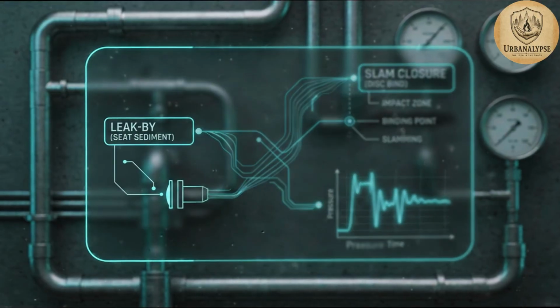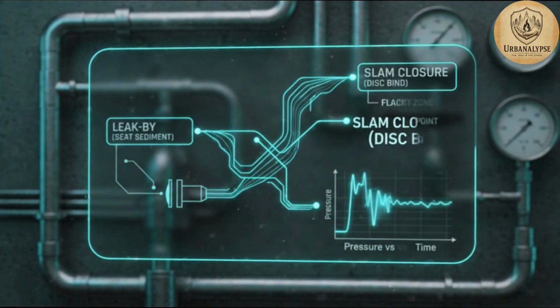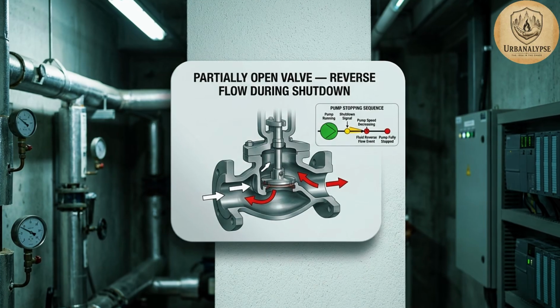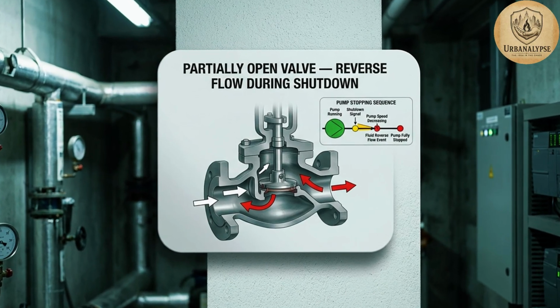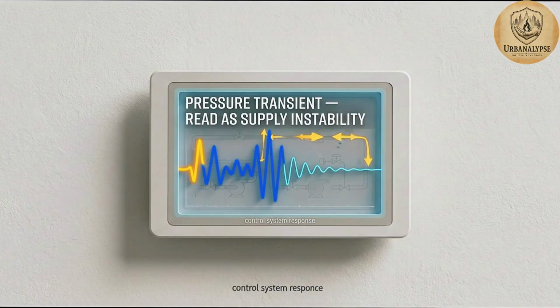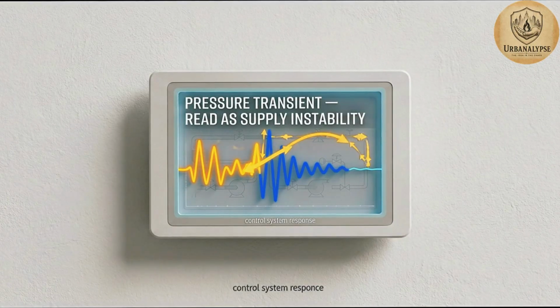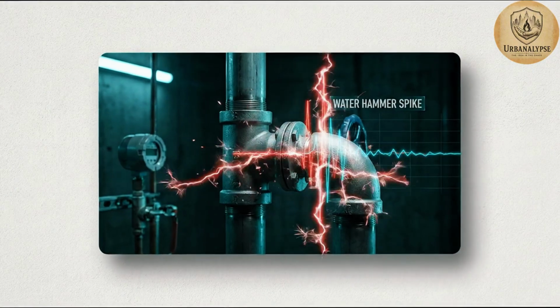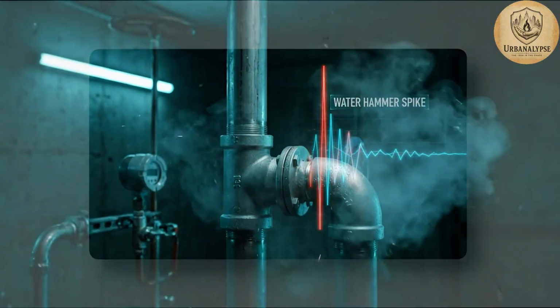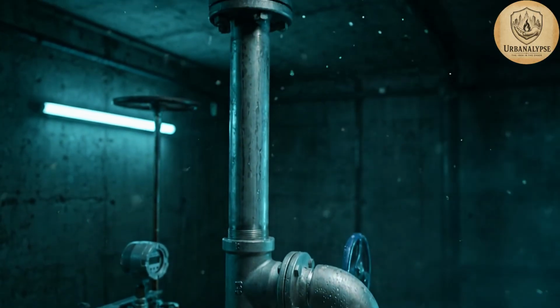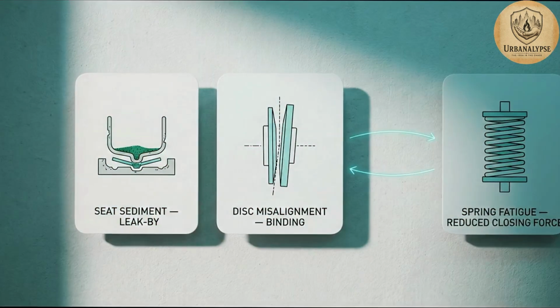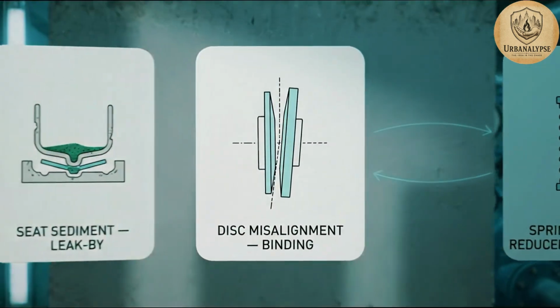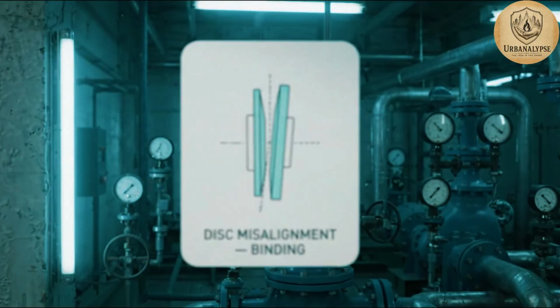Check valves produce 2 failure modes that diagnostic teams conflate. A valve stuck partially open allows reverse flow during pump shutdown, generating a pressure transient the control system reads as supply instability. A valve slam closing on rapid pump stop generates a water hammer spike that trips pressure-sensitive controls or damages instrumentation.